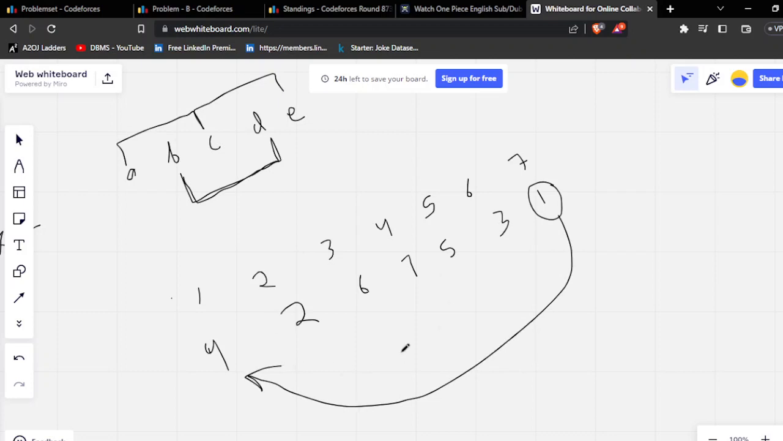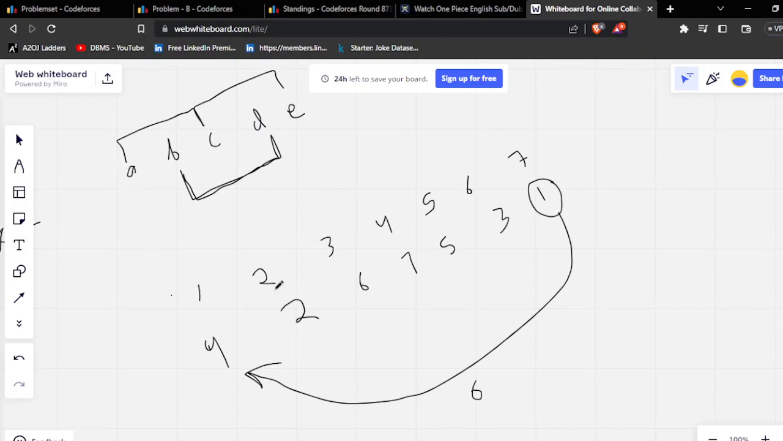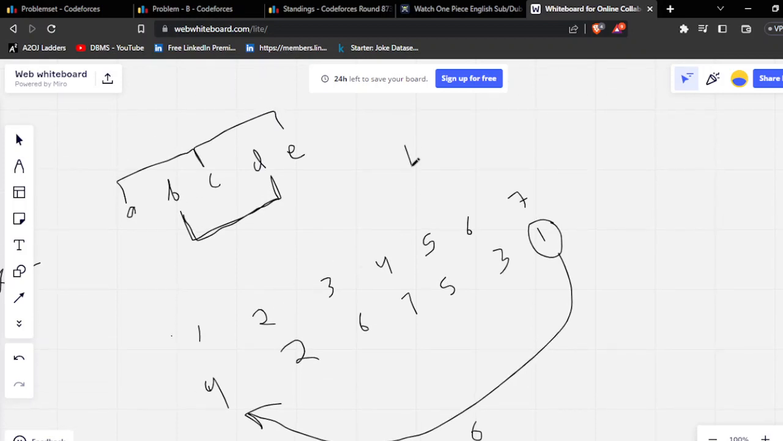The difference of this part is like 1 2 3 4 5 6, so 7 minus 1 is 6. So the number of steps it should take should be equal to 6. That is why I'm saying that k should be a multiple of 6. Now for this one, k should be a multiple of 6. Note this is a very important observation.